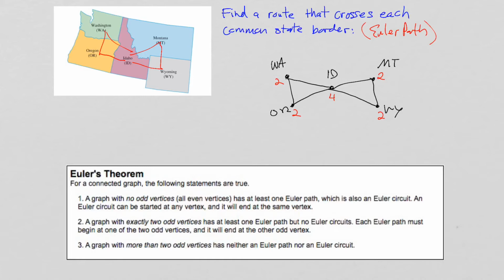So that means we can look at Euler's theorem number 1. There are no odd vertices, which means there is a path, there is also a circuit, and you can start at any vertex. So we're free to start wherever. Just as an example, we can start in Idaho and then go to Montana, then Wyoming, then Idaho again, then Washington, then Oregon, and then Idaho. What I just did was I went up here, went down, came back, kept going this way, went down, and then back to Idaho.